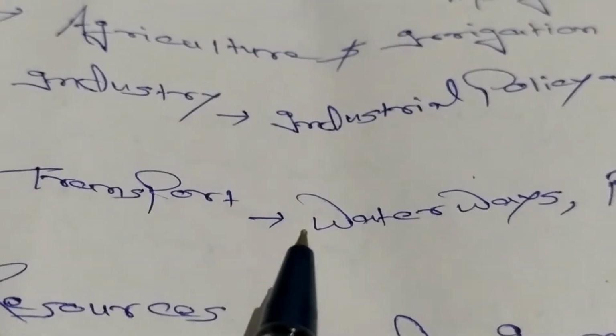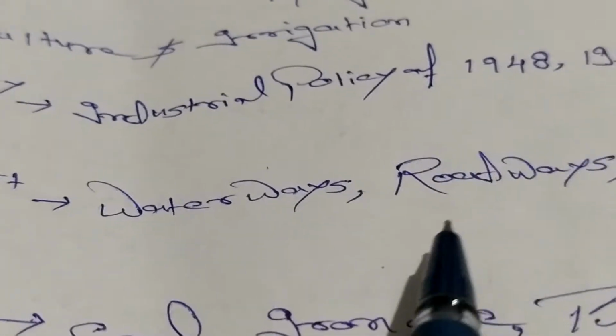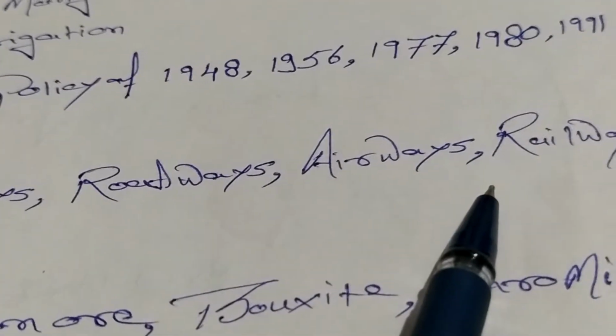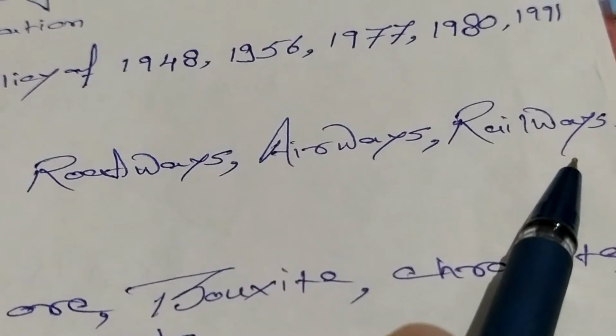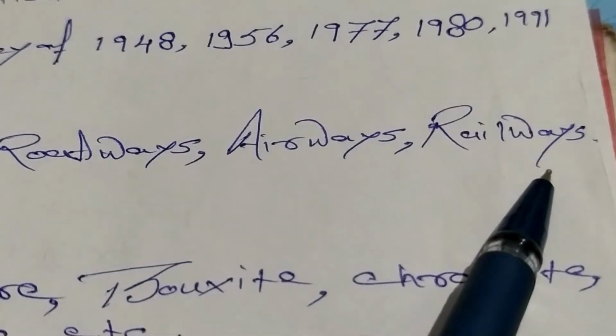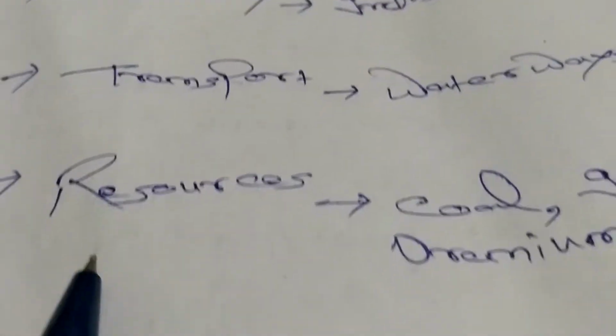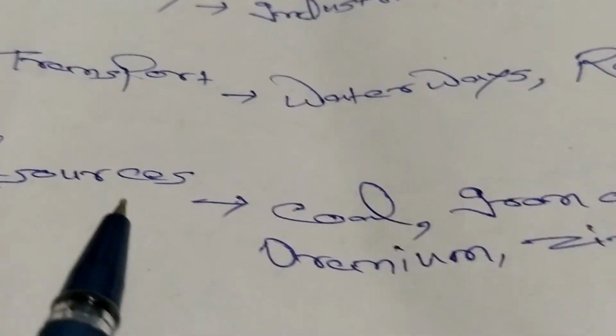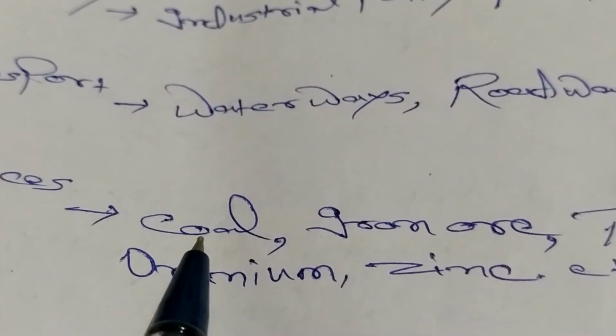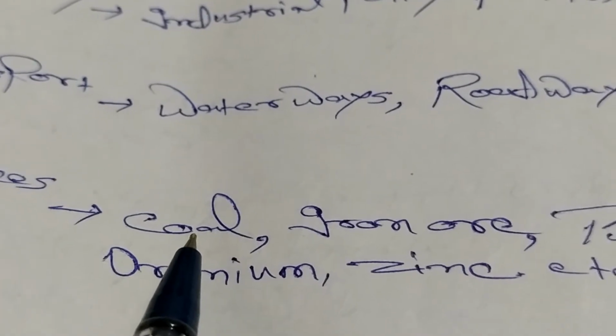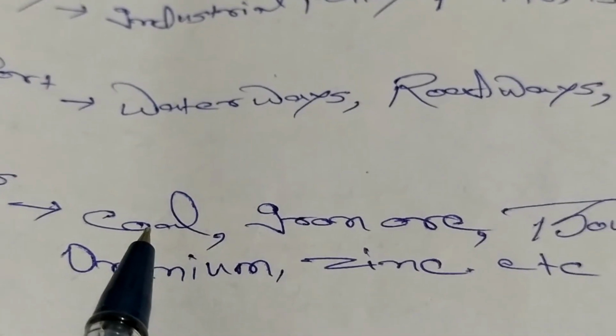There are mainly four types of transport available in India, that is waterways, roadways, airways, and railways. Railways play a very big role in increasing infrastructure for the Indian economy. Okay friends, then comes resources. Resources include coal: anthracite, bituminous, lignite, and peat. Four types of coal are available in India.